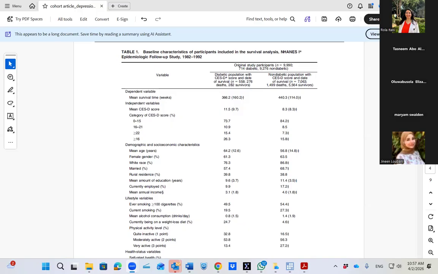What else? Look, the table is very rich. So the table gives you, look at the beginning. They also showed for the depression score the cumulative as well as the cutoffs. Excellent. So very detailed on the cumulative.